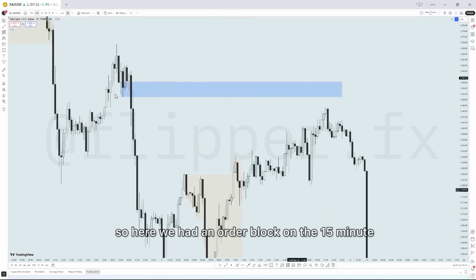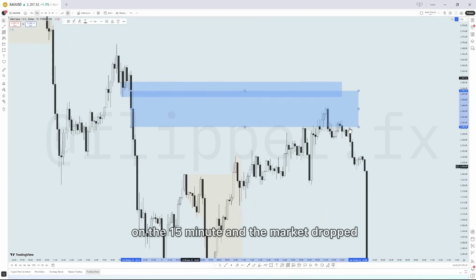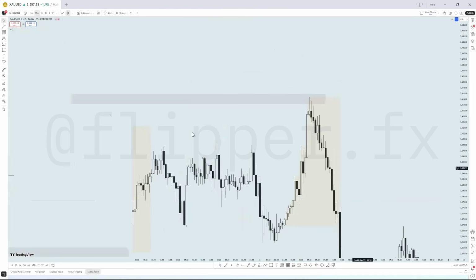So here we had an order block on the 15-minute time frame. The market couldn't reach here. So what did the market do in this phase? It hit the buy to sell wicks on the 15-minute and the market dropped. But in all area we had an order block. If the market had reached here, this would have been an A plus setup. One you could have executed without any fear or without thinking.